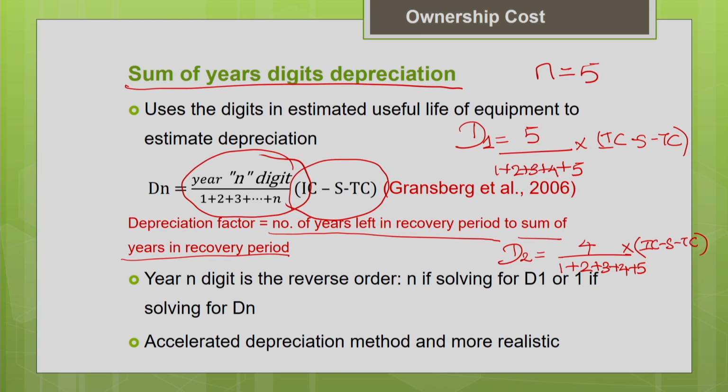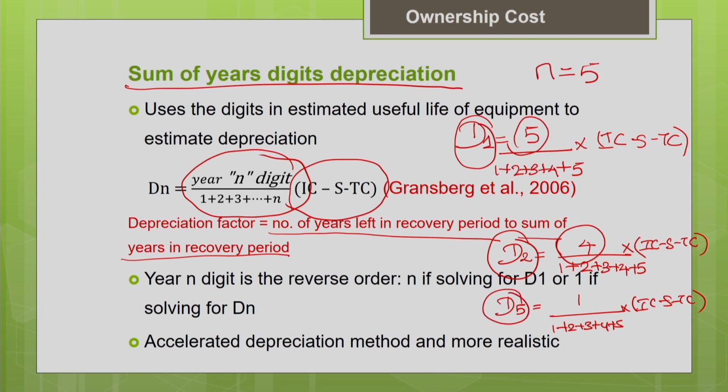Similarly, depreciation for the last year, D5, will be equal to 1. The number of years left in the recovery period is 1. So 1 divided by 1 plus 2 plus 3 plus 4 plus 5, multiplied by initial cost minus salvage value minus tire cost. One shortcut you can remember is that the year and the digit are in reverse order. If you are calculating the depreciation for the first year, the digit in the numerator will be in the reverse order. Second year, it is equal to 4. For the fifth year, the digit in the numerator will be 1. So the year and the digit in the numerator are in reverse order. Keep that in mind.